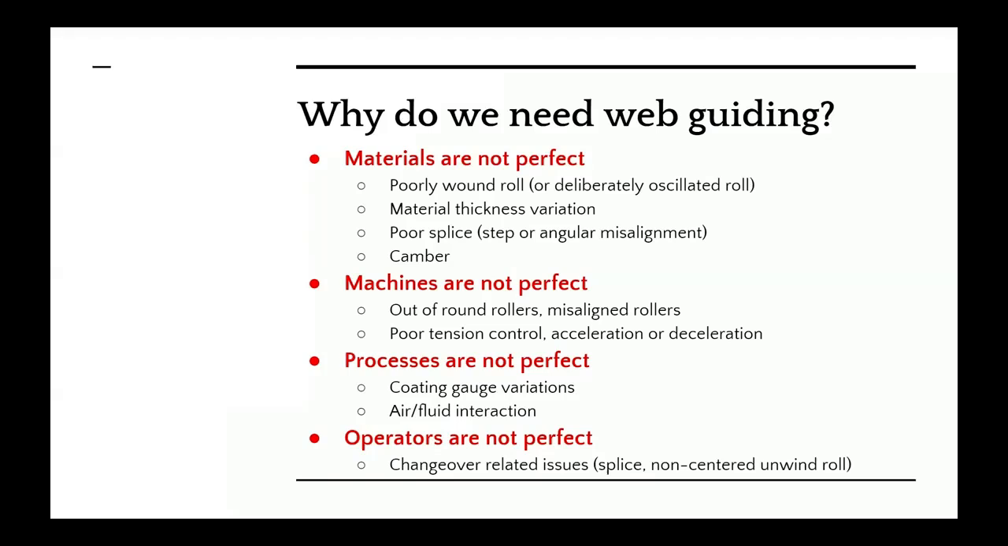It could also be due to the machine itself. So either you have machines with out of round rollers, like a crown, concave, or a convex roller. Whenever you have a variation in the diameter of the roller, that's a problem. Or the rollers are not aligned properly with respect to each other. That could also cause the webs to mistrack.